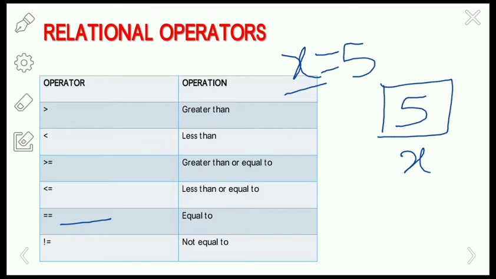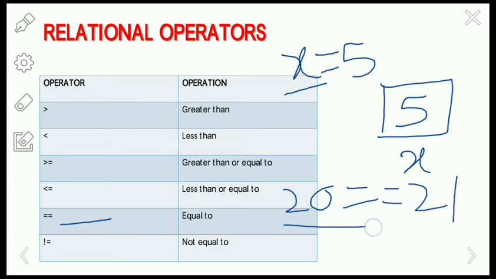Okay, and coming to the double equals, double equals is used to compare two values, whether the values are equal or not. Suppose I'm taking 20 double equals 21, which is false, because we are going to compare the two values 20 and 21, which is false. And suppose I'm taking 20 double equals 20, then the answer will be true.